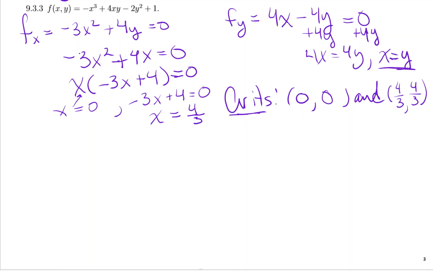Okay, cool. Now let's do our second derivatives. So I'm going to do fxx. So I'm going to do the x derivative of this guy. The y term is going to end up being nothing, so that 4y is going to go away, and so I'll get just negative 6x.